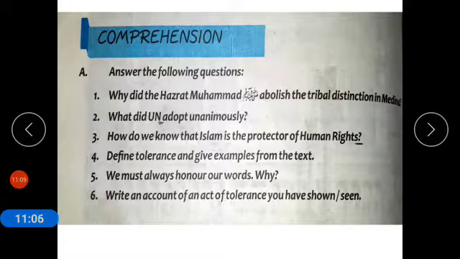Now coming to comprehension of the text, unit number 4, Medina Charter. There are 6 questions and you have to write down 5 of these, and the last question is: write an account of an act of tolerance you have shown or seen. So this question will be attempted by you. You have to write down the answer of this question into your activity copy.